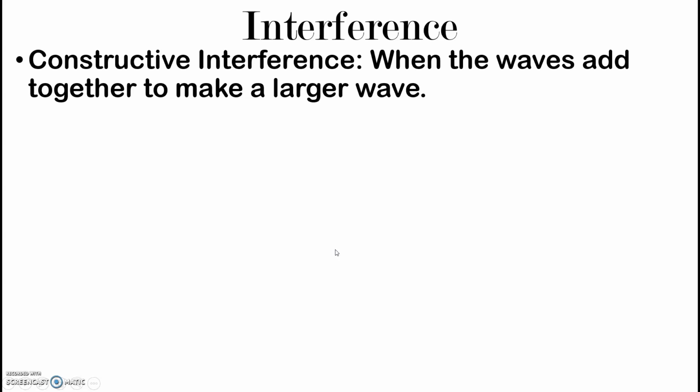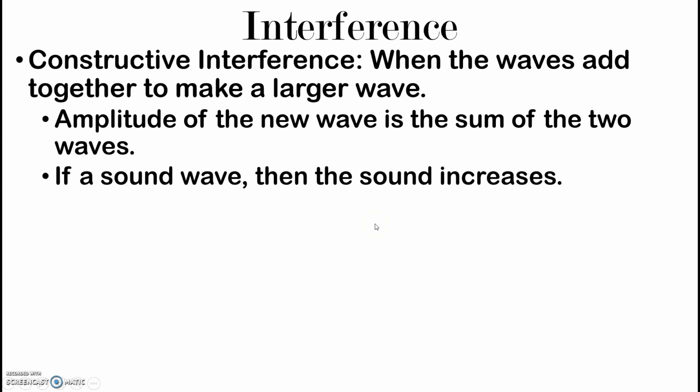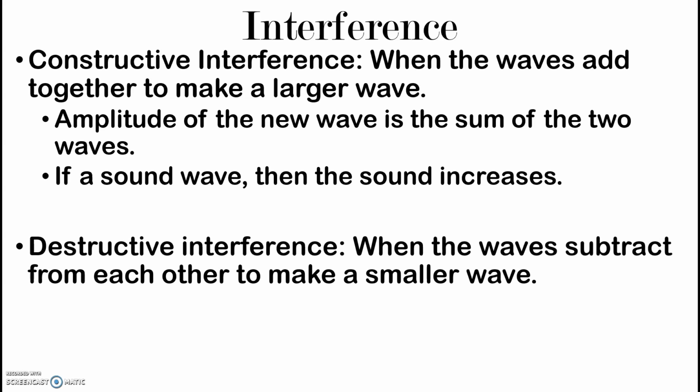Constructive interference, again, is when waves add together to make a larger wave. The amplitude of the new wave is the sum of the two waves. You just add them together. So if it's a sound wave, the sound increases. And this is how acoustically correct halls, concert halls, theaters, opera houses, things of that nature, use constructive interference to make a louder sound, just by having positive interference, constructive interference.